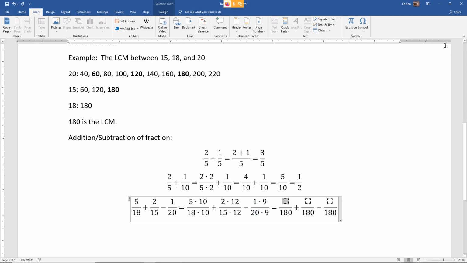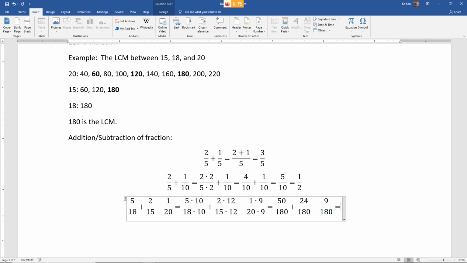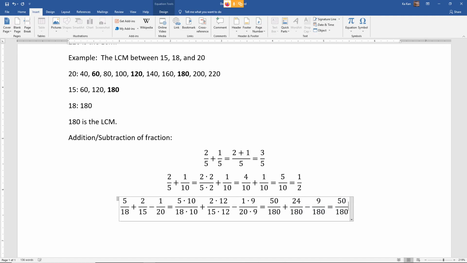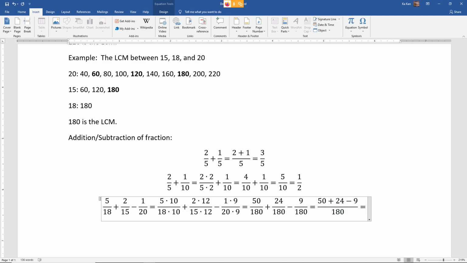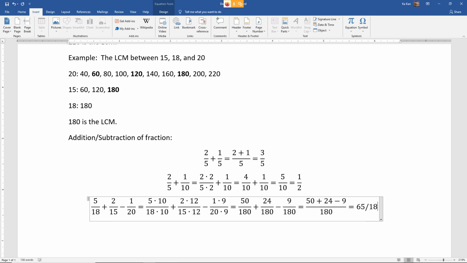5 times 10 is 50. 2 times 12 is 24, right? And then 1 times 9 is 9, like that. So you end up with 50 plus 24 minus 9, like this. So that's equal to, let's say, 50 plus 24 is 74. 74 minus 9 is 65, right? So that's 65 over 180.